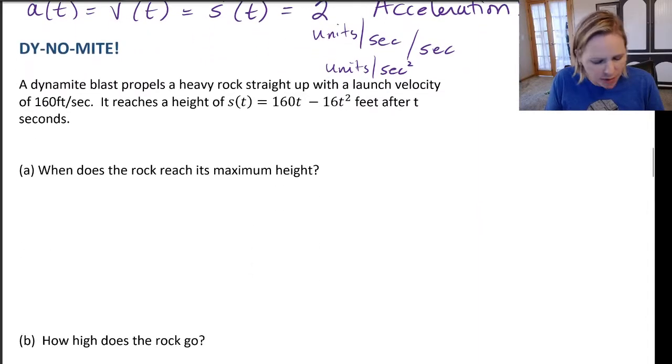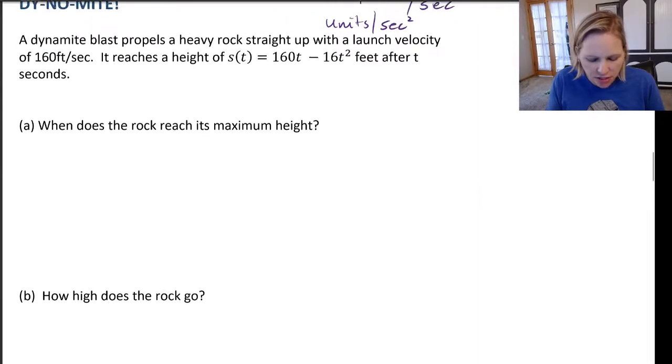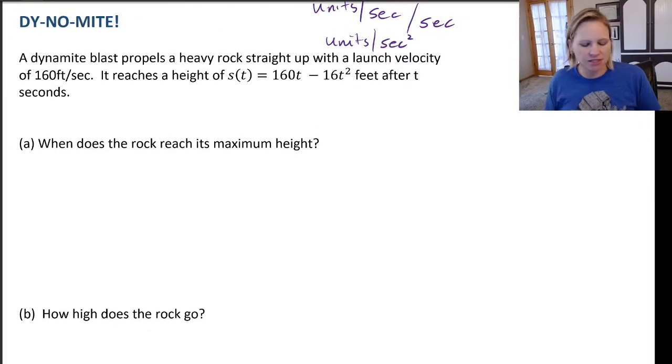So let's just kind of wrap up here with a couple of quick examples. Let's talk about dynamite. So, all these outlandish problems that we have. Here we have an example where we have a dynamite blast propelling a heavy rock straight up with a launch velocity of 150 feet per second. So that's my initial velocity. It reaches a height of this equation after t seconds. So it starts on the ground, s of 0 is 0. It heads up, reaches a maximum height, and then falls back down.